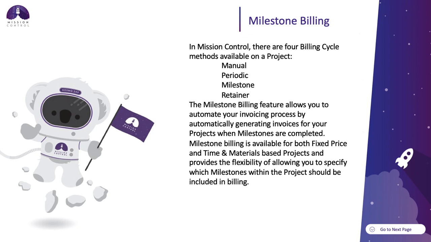In Mission Control, there are 4 billing cycle methods available: manual, periodic, milestone, and retainer. The milestone billing feature allows you to automate your invoicing process by automatically generating invoices for your projects when milestones are set to complete. Milestone billing is available for both fixed price and time and materials based projects and provides the flexibility of allowing you to specify which milestones are included in the billing process. Let's take a look at this.